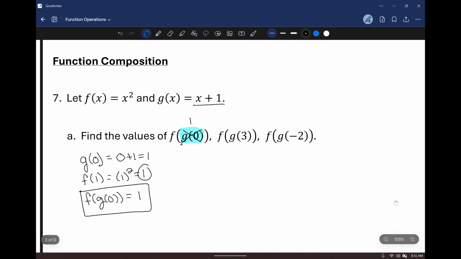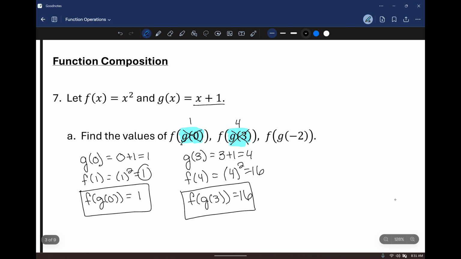So we're going to start with g of 3. So we go to the g function and plug in 3. 3 plus 1 is 4. So g of 3 is the same thing as 4. Now we're doing f of 4. So I go to the f function and plug in 4. 4 squared is 16. So I know that f of g of 3 is equal to 16.